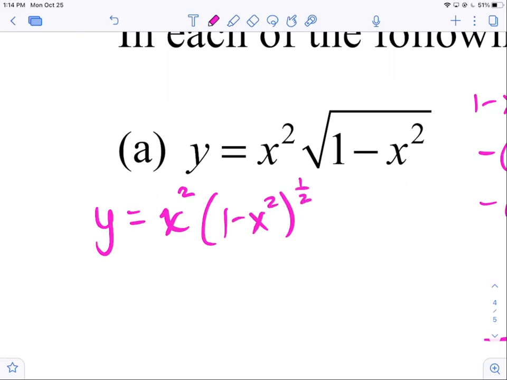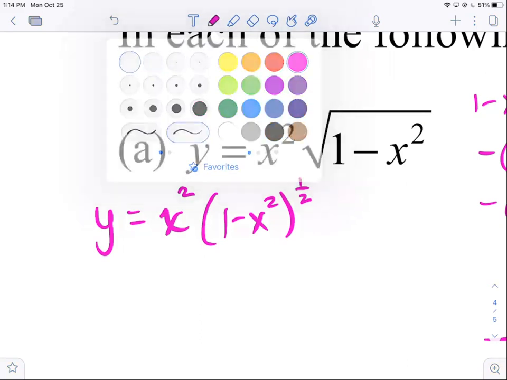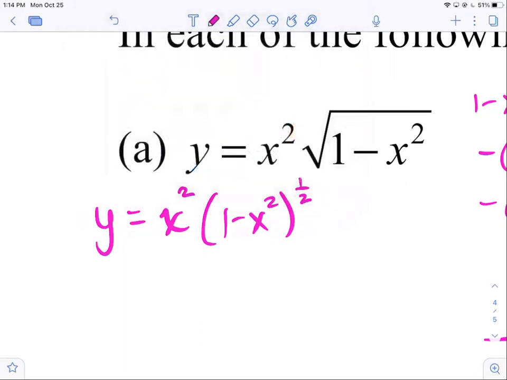Now, can I distribute the x squared inside there? No, I can't. But can I expand the binomial to the 1/2 power? Square multiplied double square and then divided by 2? Is that how that works? No, I can't distribute that. So this is as simplified as it gets. So no worries. I can take the derivative of this. What's the rule out of the box? Something times something. Product rule. It's a product rule.